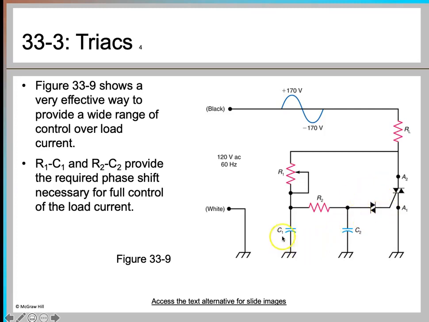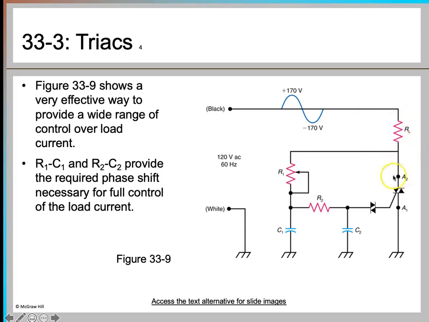That's the reason we are using it here. Okay, so here we have 120 volt AC, 60 hertz, going in here, and then you have the resistor R1, which has a wiper connected, and then this is the load resistance, and this is forming like an RC phase shift. It's providing a 180-degree phase shift. So you can read here also, RC1 and RC2 provide the required phase shift necessary for full control of the load's current. And as you increase or decrease the R1, you can control the load current.